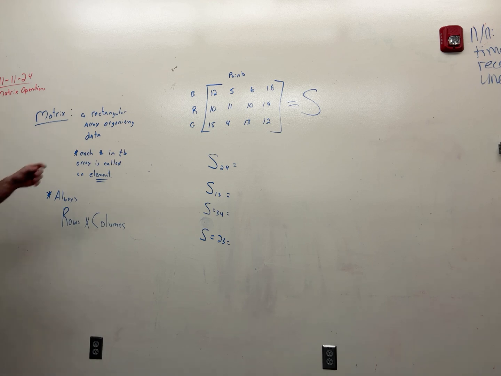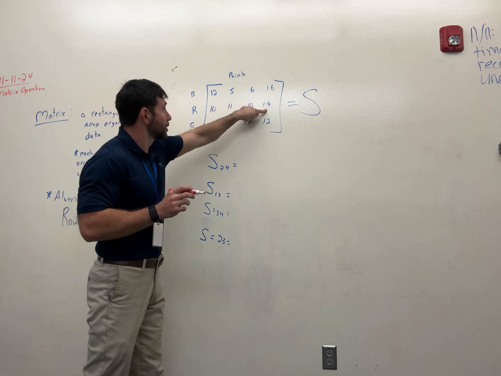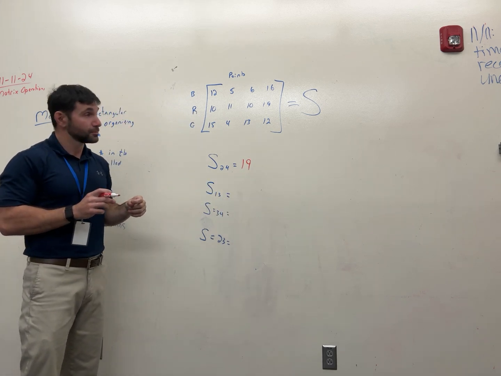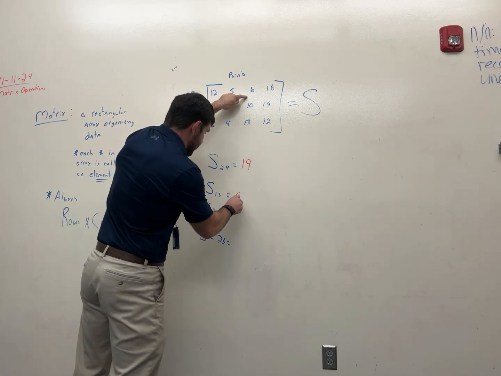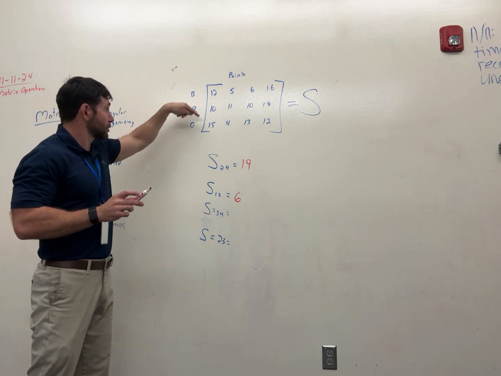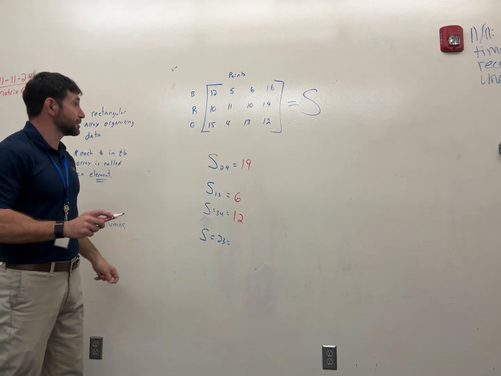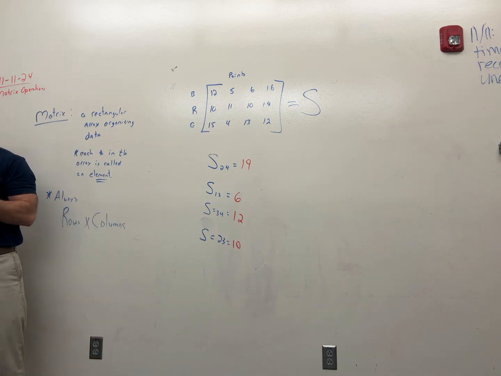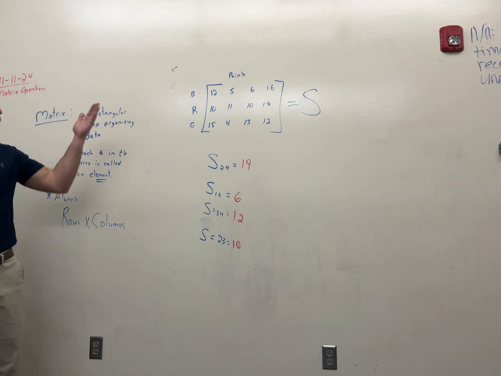Okay, William, give me S24. 19. Row 2, column 4, it is 19. Good. Patrick, give me S13. 6. Just say 6, we're only looking for the data. Lydia, S34. 12. Row 3, column 4. And Ava, S23. 10. Is this hard? No. So, matrices are row by column.